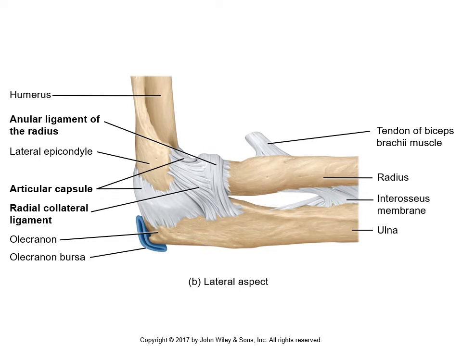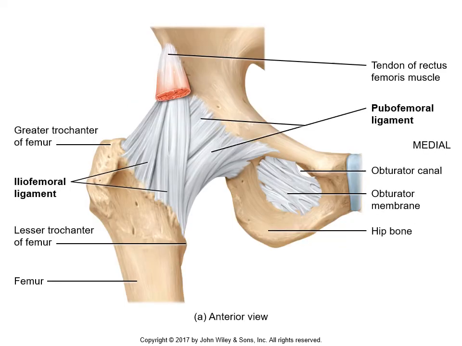Again, same idea, just the opposite side. Olecranon bursa here. You still see the annular ligament. This is merely a lateral view, whereas the previous slide was of a medial view.